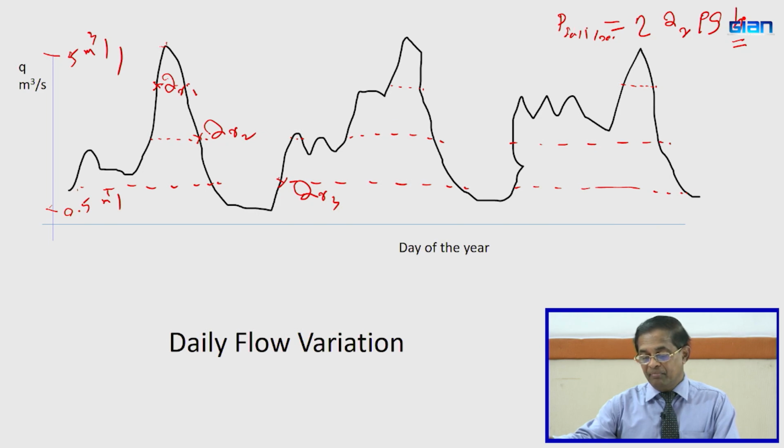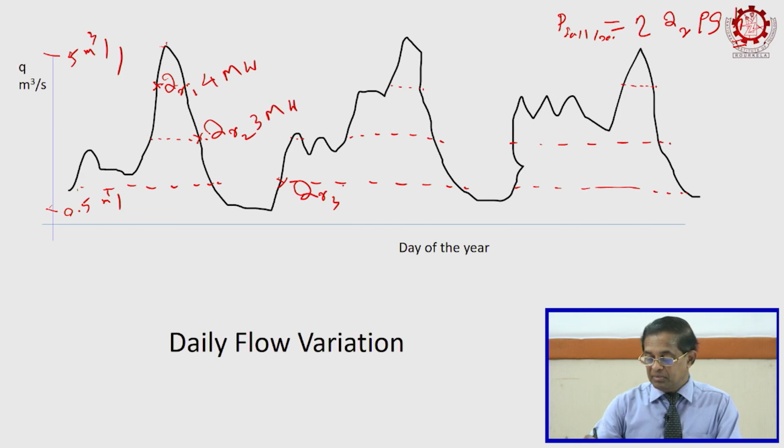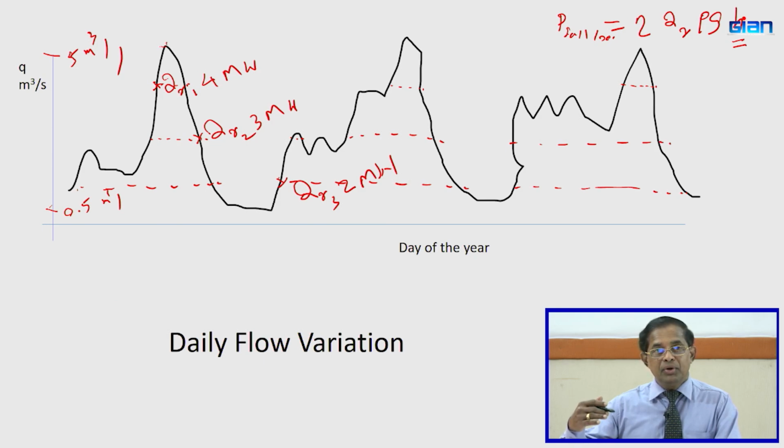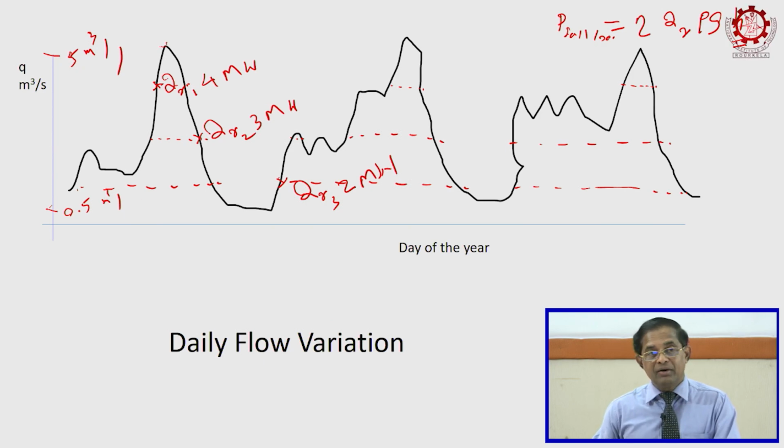Here it may be a 4 megawatt plant, this may be a 3 megawatt plant, this may be a 2 megawatt plant. So, the smaller you select your rated flow, the smaller will be your plant capacity, but the duration you can operate will be longer. Therefore, which one we can decide, that is a question.